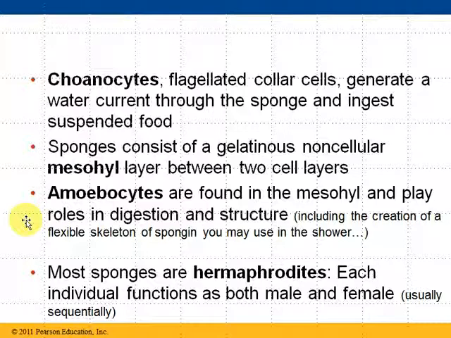Most sponges are hermaphrodites, meaning they can function both as males and females, and most of them do so sequentially. In other words, they will be male for a while, and then they will be female, and then they will be male, and then they will be female. They're not necessarily both at the same time, but they can act as either sex, so they are hermaphrodites.